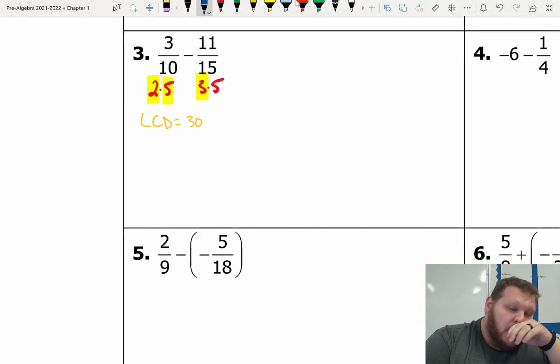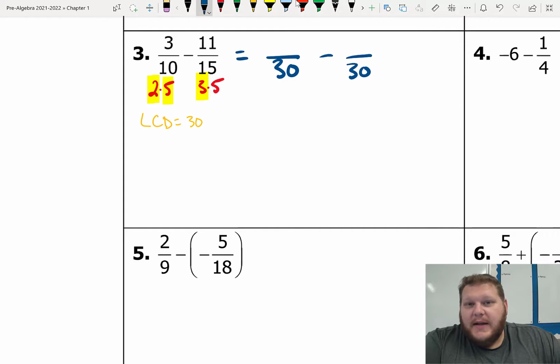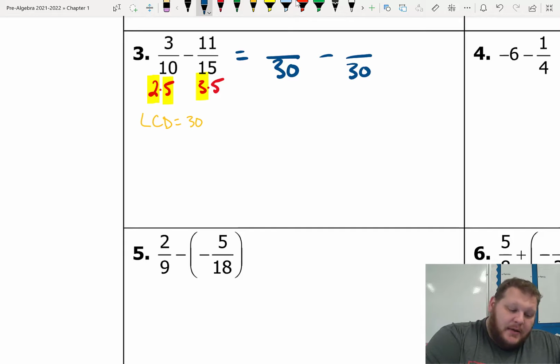So once you know what your LCD is, you're going to rewrite that in terms of the LCD. So I'm going to change my denominators to 30s. Now, in a fraction, like we did yesterday with reducing, I can divide top and bottom of my fraction by anything I want to, as long as I do it the same on both top and bottom. I can also multiply on top and bottom, as long as I'm multiplying by the same thing.